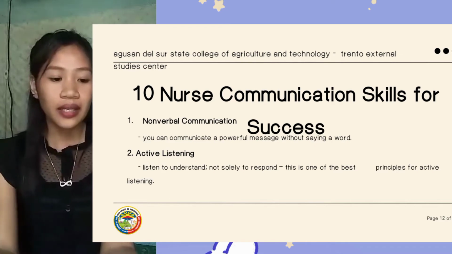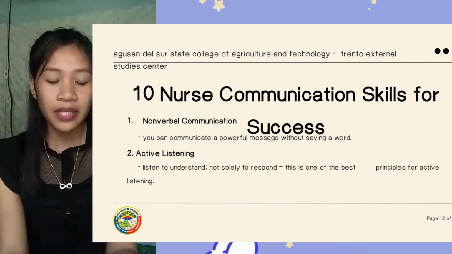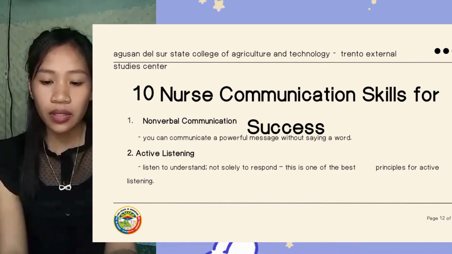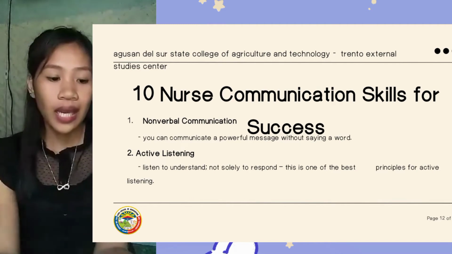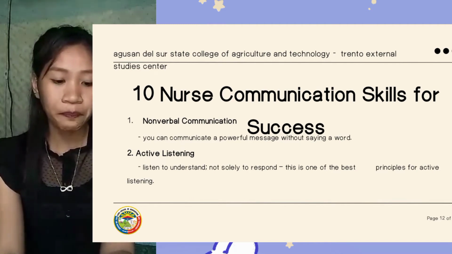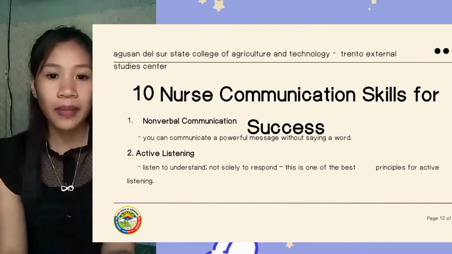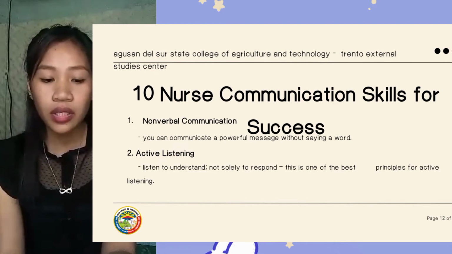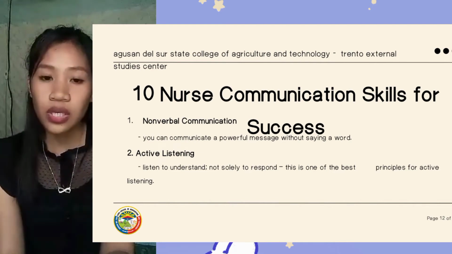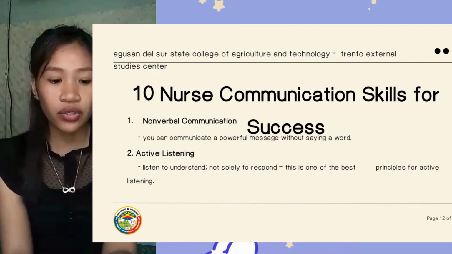And then second is active listening. Listen to understand, not solely to respond. One of the best principles for active listening. On the other hand, active listening, the best example is in school. One example of active listening would be a student waiting their turn and considering what their peer has to say before stating their opinion in the classroom discussion.